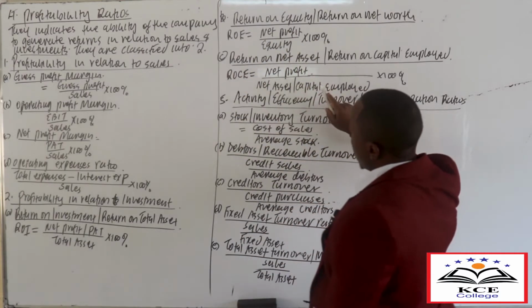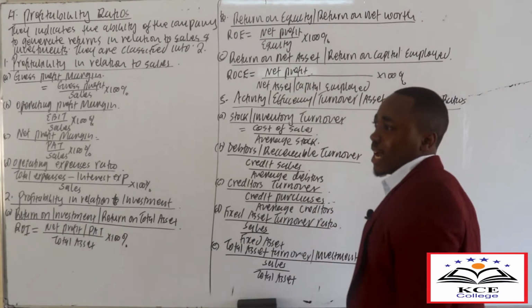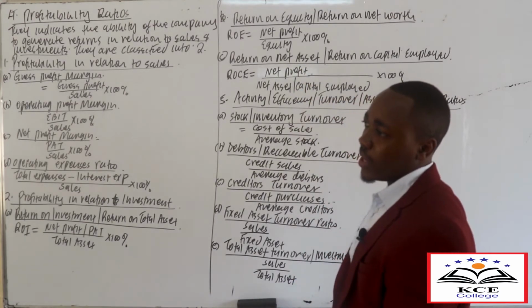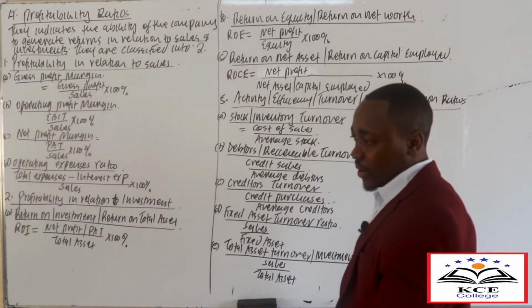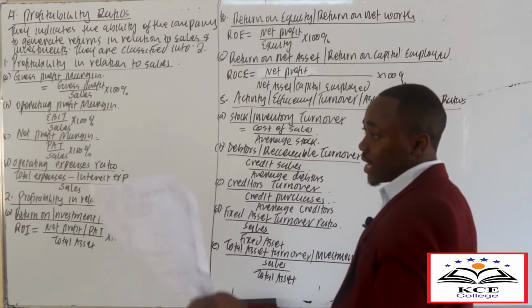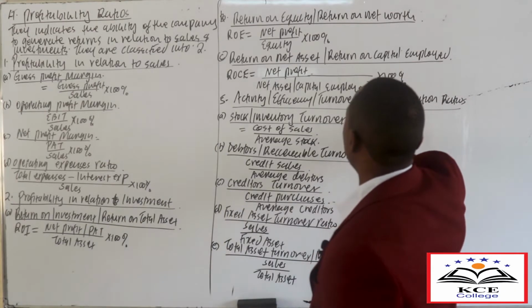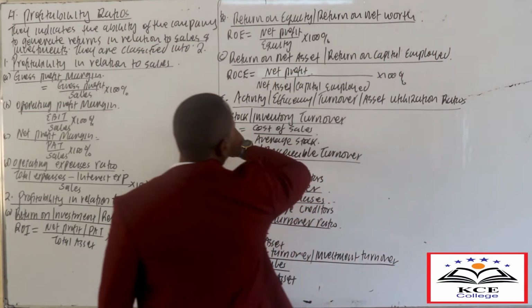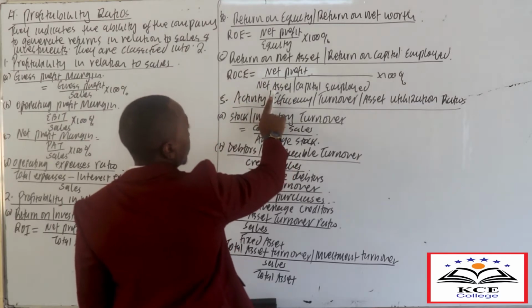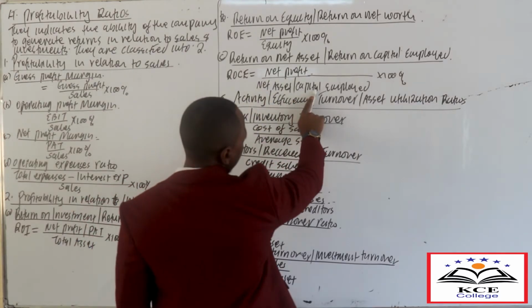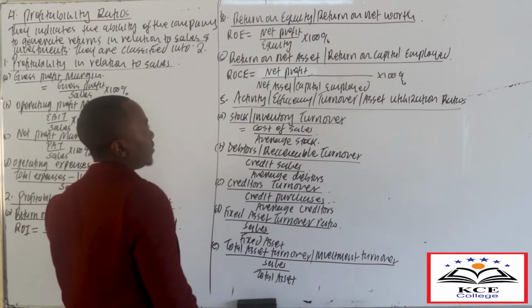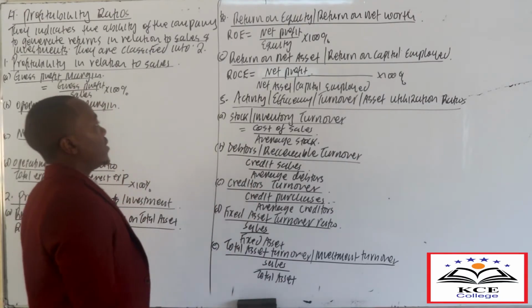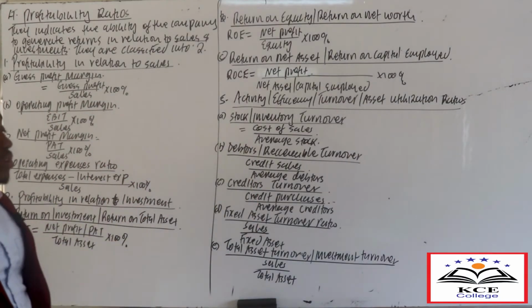Number C, we have return on net asset. When you talk about the net asset, it's asset minus current liability, or non-current liability plus the equity. It's also known as the return on the capital employed. So therefore, to get the return on capital employed, you take the net profit, you divide by the net asset, or the capital employed.